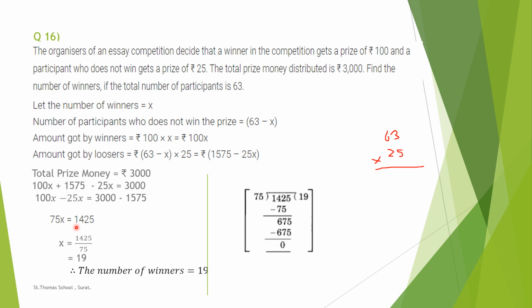Now x is equal to 1425 by 75. This is a multiplication. If it comes here, it becomes division. This division I can do here. 75 ones are 75. Now just borrow here. So 12 minus 5, that is 7. And here 14 minus 7, that is 6. 675. 75 nines are 675. So what is the answer? 19. So x is equal to 19. What is the meaning of x? Number of winners. So therefore the number of winners is equal to 19. Is it clear?